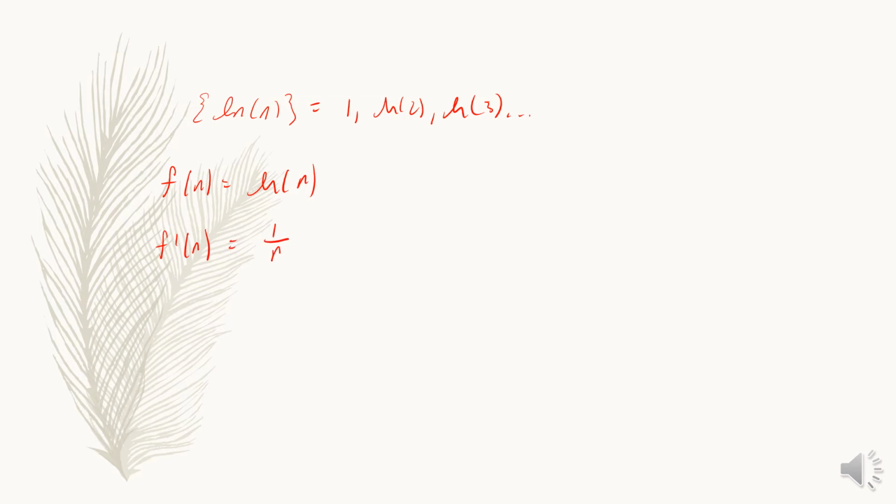So the derivative is 1 over n. Derivative of natural log is just 1 over n. If this is less than 0, then my sequence is decreasing. If it's greater than 0, then my sequence is increasing. Remember that n is 1, 2, and it keeps on going. So this is greater than 0. So this sequence is increasing.